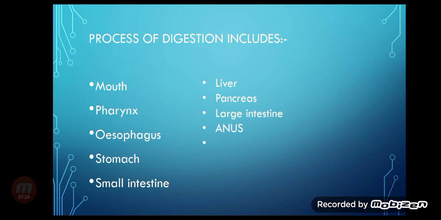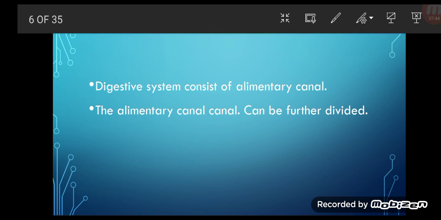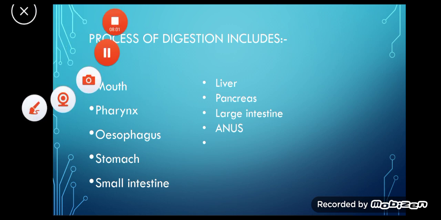The first one is the mouth. The mouth leads to the pharynx. The pharynx leads to the tubular esophagus. The esophagus leads to the stomach. The stomach is J-shaped. Some important points we should remember. The stomach is J-shaped. This point is very important.